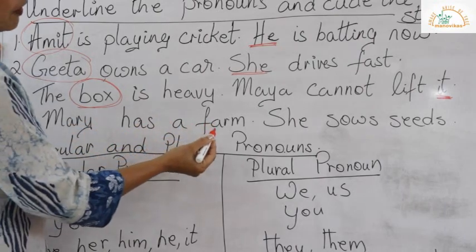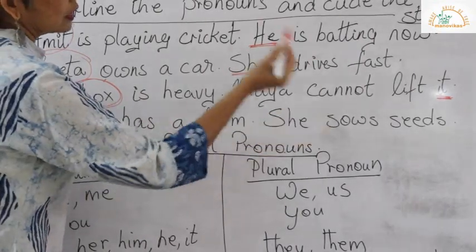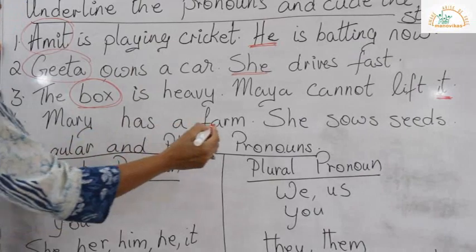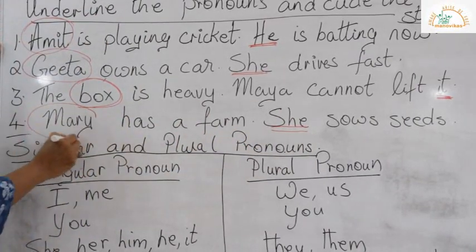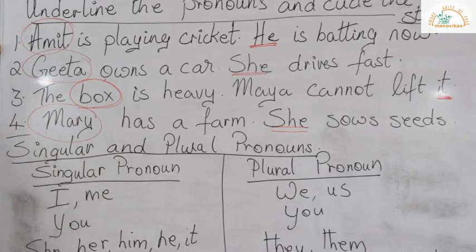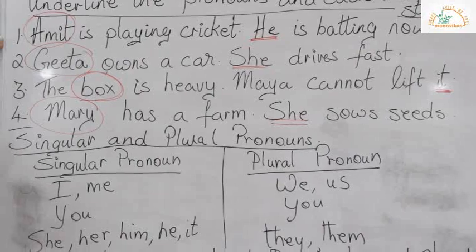Mary has a farm. She sows seeds. Again, which is the pronoun here? She. And which is the noun? Mary. Hope you have understood. Now let's move on with the pronouns.